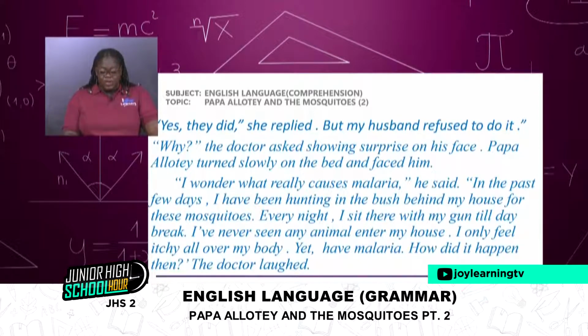That was Papalo. In the past few days, I have been hunting in the bush behind my house for these mosquitoes. Every night, I sit there with my gun till daybreak. I've never seen any animal enter my house. I only feel itchy all over my body. Yet, I have malaria. How did it happen then? The doctor laughed.